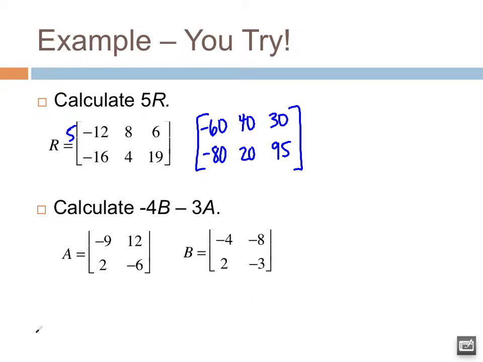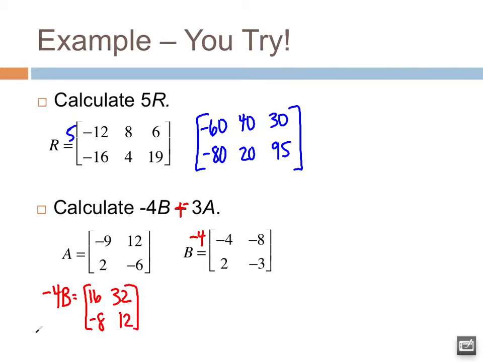Second thing that I would have done, I'm not big on subtraction here, so I would have changed this to plus a negative. Okay, so first we're going to calculate negative 4B. So negative 4B, we want to multiply everything in B by negative 4. That's positive 16, positive 32, negative 8, and positive 12.